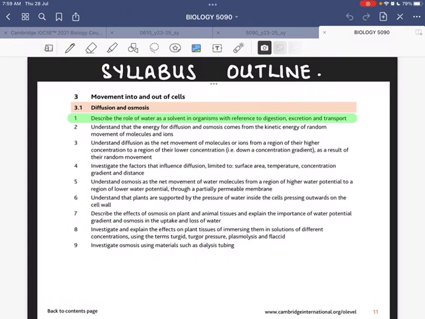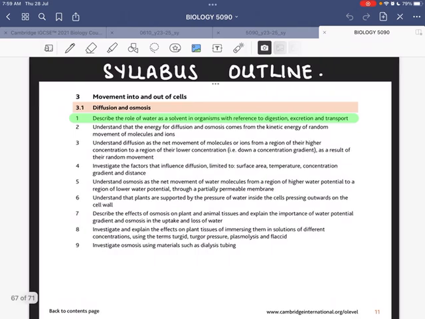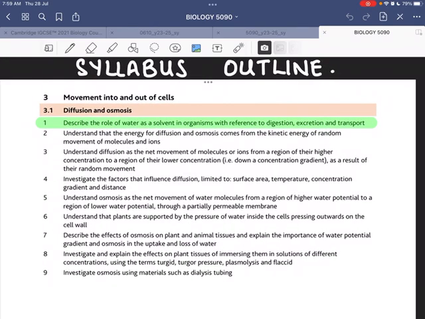Today we will start a new topic from the 5090 syllabus, which is movement into and out of the cells. Within this topic, the unit that we will cover will be unit 3.1, which is diffusion and osmosis. And from diffusion and osmosis, we will cover the first learning outcome, which is describing the role of water as a solvent in organisms with reference to digestion, excretion, and transport. So let's start.